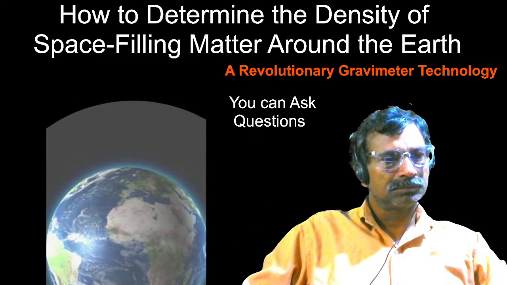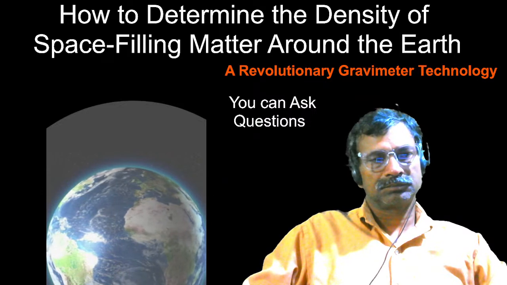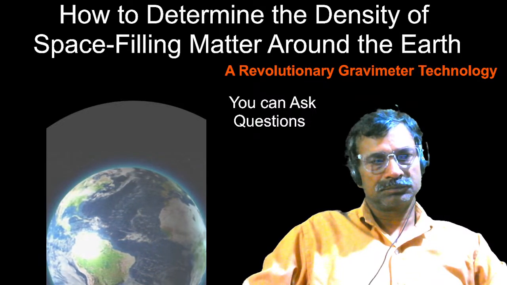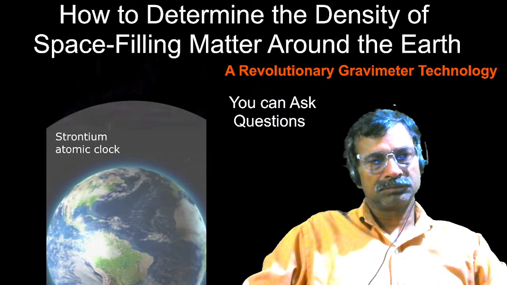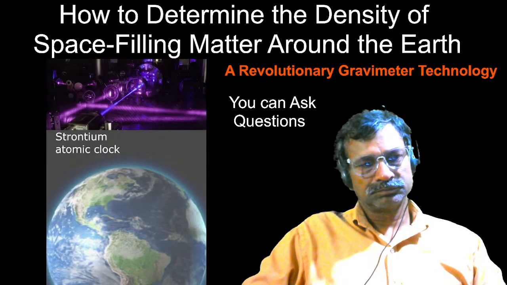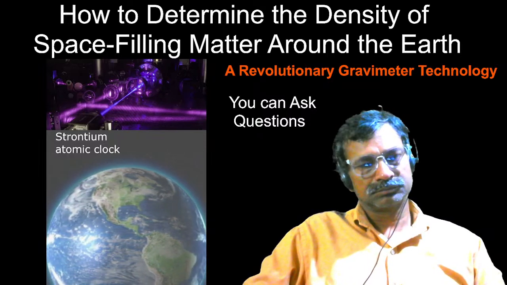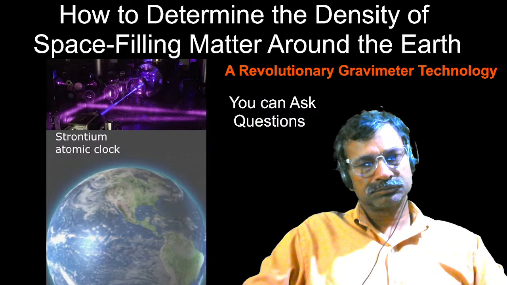In a high-density region, a vibrating particle experiences high resistance due to the dragging effect, and the particle's vibration is restricted. This explains why excited electrons in the atoms of an atomic clock vibrate more slowly and emit photons with longer wavelengths on Earth compared to higher altitudes.